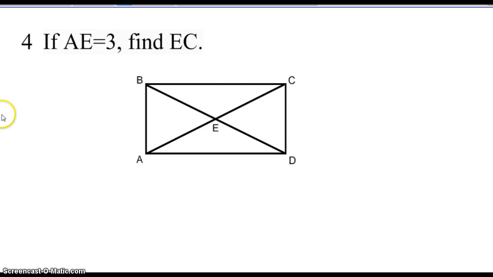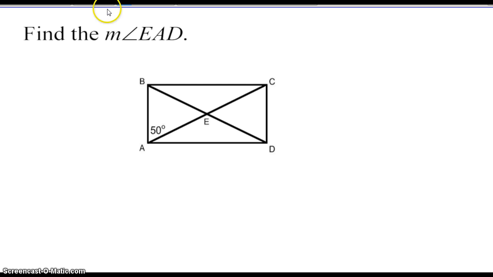So now I'm going to ask this question. If it is a rectangle and AE is 3, find EC, and then our answer is also 3, and that would be 3 whether it was a parallelogram or a rectangle.